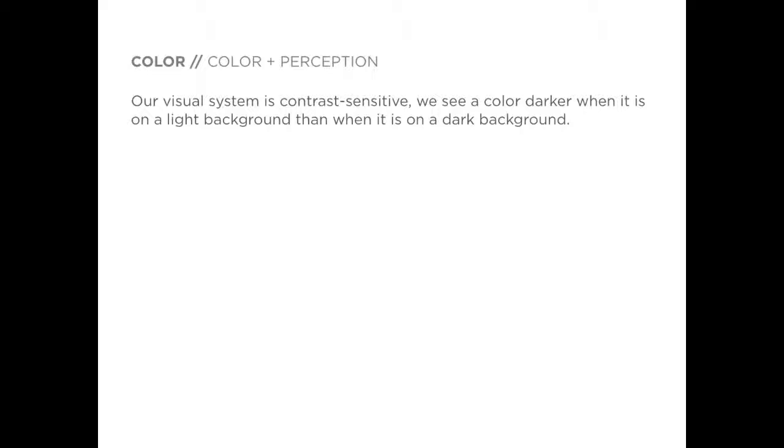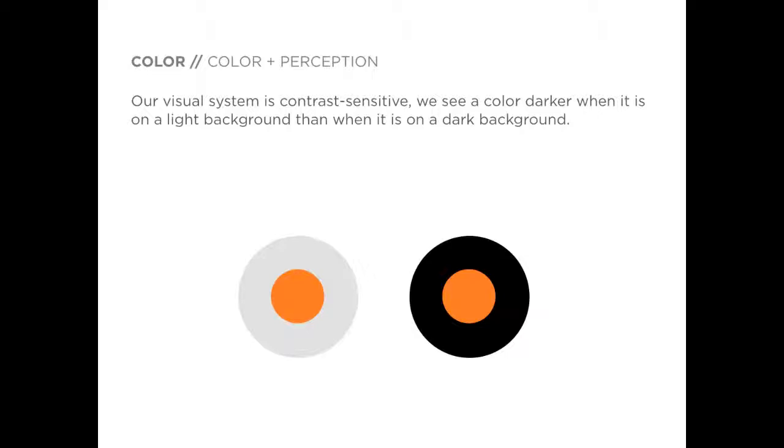Color and perception. Our visual system is contrast sensitive. We see a color darker when it is on a light background than when it is on a dark background. So we see this orange as darker orange because it's sitting on a lighter background than this orange, while in fact they are the same orange.